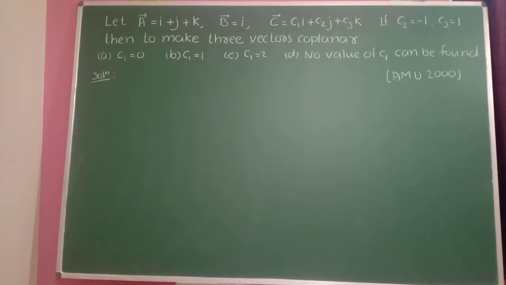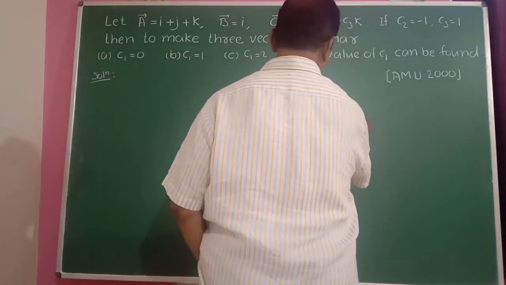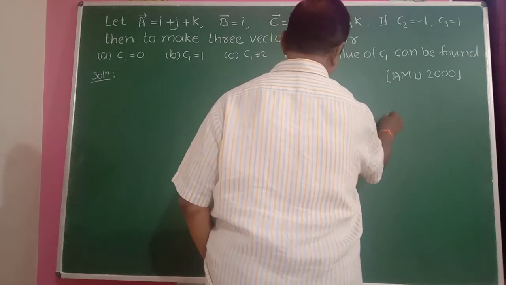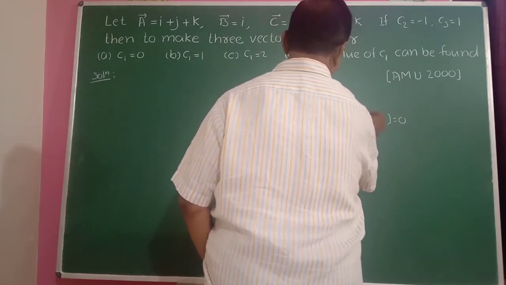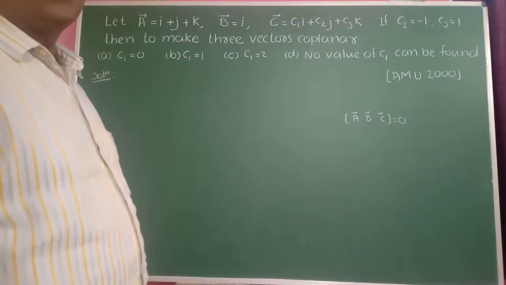Three vectors a bar, b bar, c bar are given here. If C2 is equal to minus 1 and C3 is equal to 1, then to make the three vectors coplanar, C1 value is: 0, 1, 2, or no value of C1 can be found. You know that if three vectors are coplanar, then the scalar triple product is 0. If this condition is satisfied, then the three vectors are said to be coplanar.